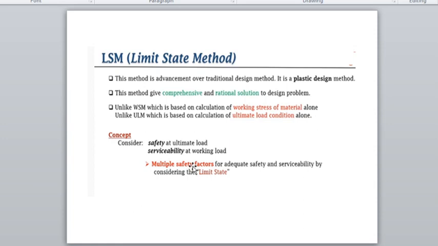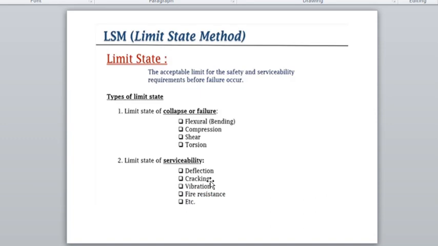Multiple safety factors are taken for adequate safety and serviceability by considering limit states. Multiple safety factors means that for different materials, different factors are taken. Now coming to the real limit state method of design. The limit state method of design is of two types: limit state of collapse or failure, and limit state of serviceability.